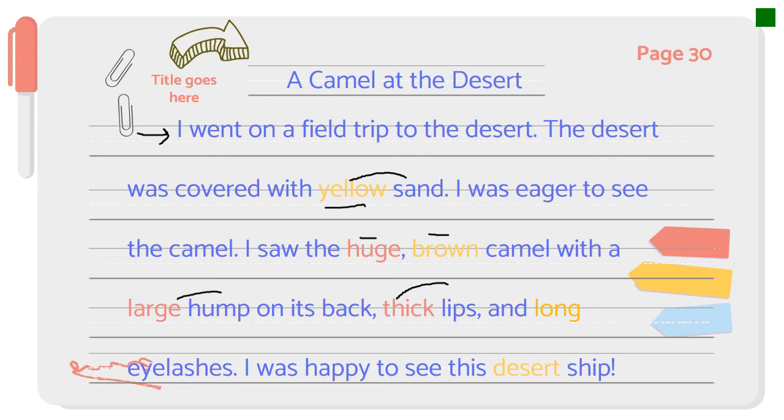I saw the huge brown camel with a large hump on its back, thick lips, and long eyelashes. I used a lot of descriptive details. My last sentence is, or I ended my writing with, I was happy to see this desert ship.